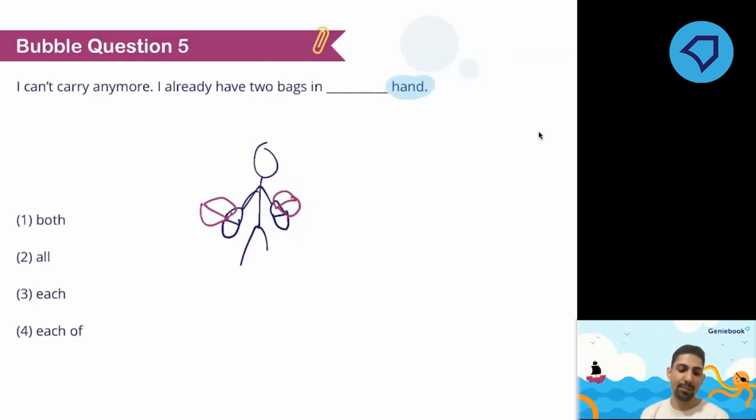So let's look at the answers. Some people say both. Really? Do we say both hand? Do we say both hand, guys? This is the singular. If you want to use both, you have to say both hands. But this is hand, so not both. In all hand? No, that's not how we speak.